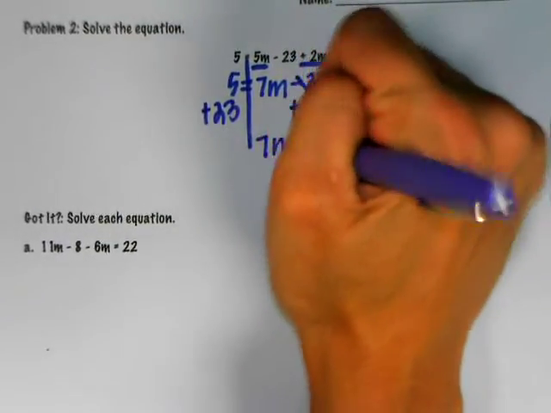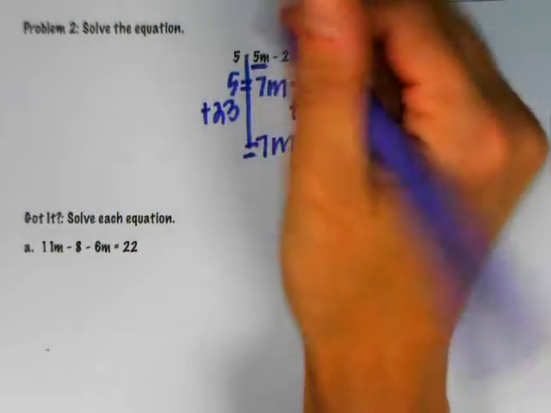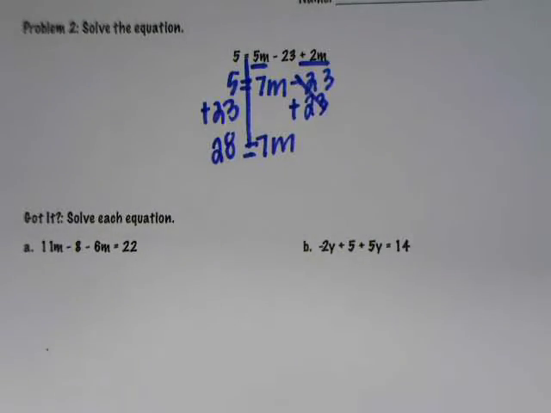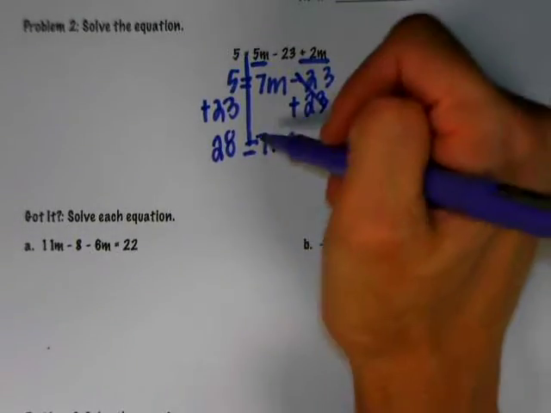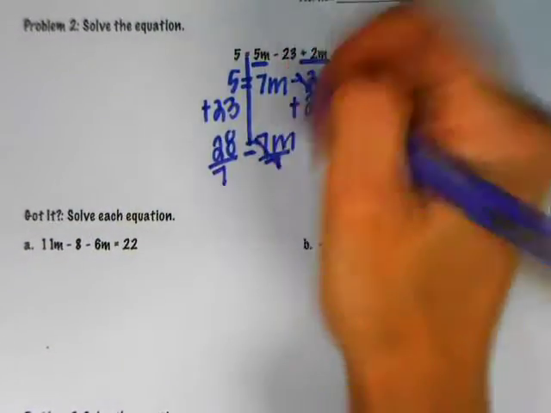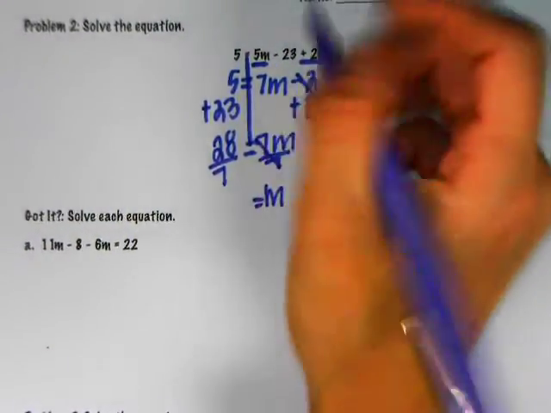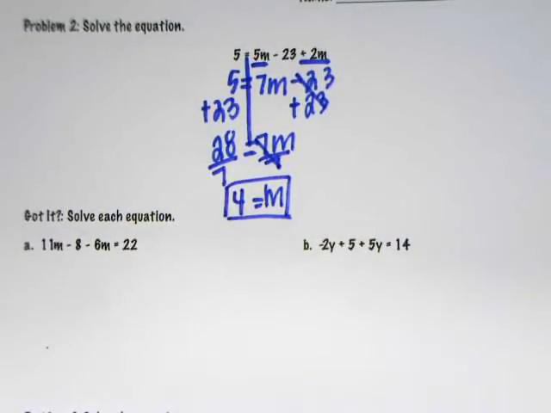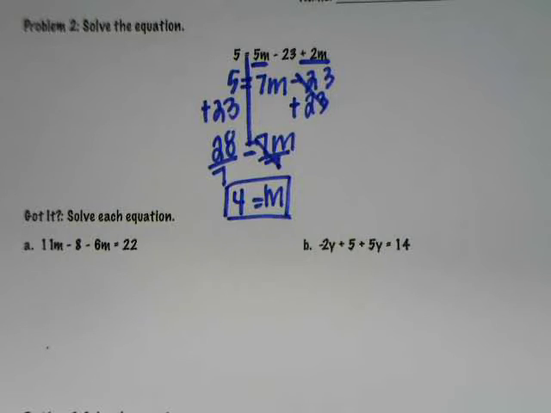So I have 7m still. 5 and 23 is 28. Okay, so now I need this to be a 1m. So what do I divide by? 7. So m equals 28 divided by 7, which is 4. Do we have to put 4 equals m, or can we put m equals 4? M equals 4 I would prefer. It doesn't make me have feelings.